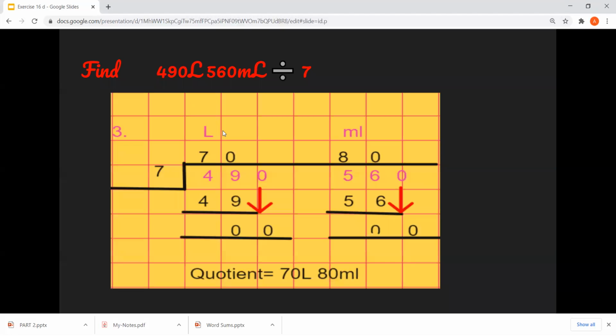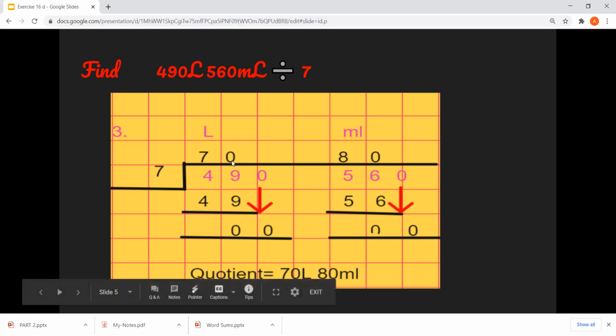490 liters, 560 milliliters. On the top, I have mentioned the units, liters and milliliters. When we divide it by 7, we know that 7 sevens are 49. 49 minus 49 is equal to 0. The next number we carry down is also 0. So 70 is the quotient. So liters are 70.